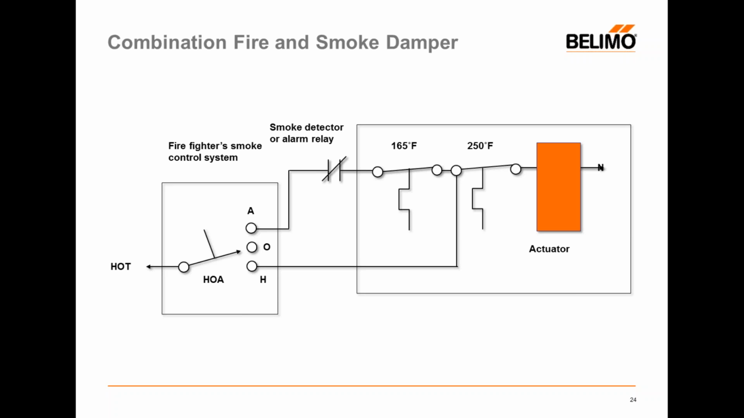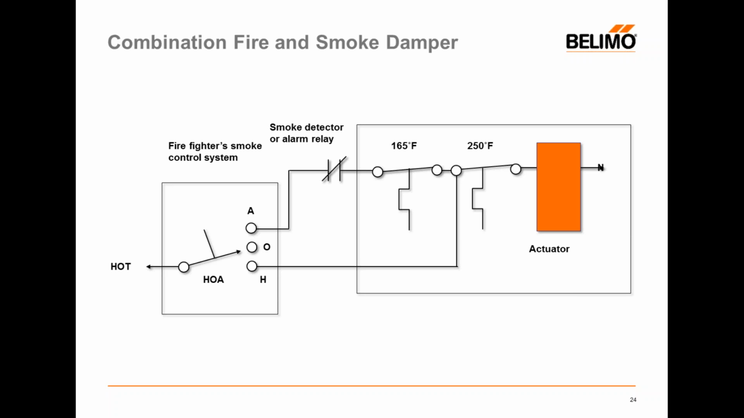When we go to the hand mode, this allows the firefighters to override the fire smoke damper assembly so that they can exhaust or maybe pressurize or make spaces negative or positive as needed. And basically the hand contact will override both the duct detector and the 165-degree high limit switch. However, it will not override the 250-degree high limit switch.